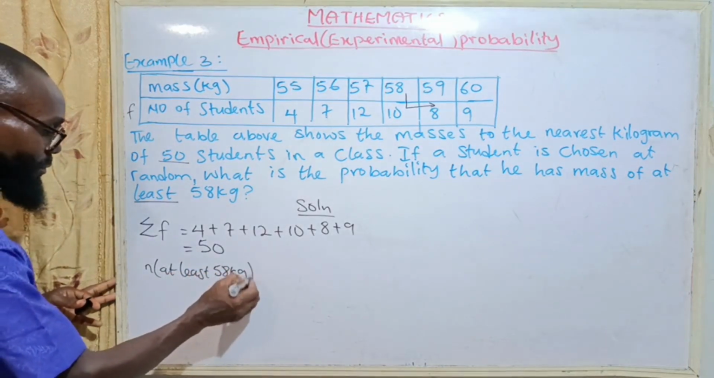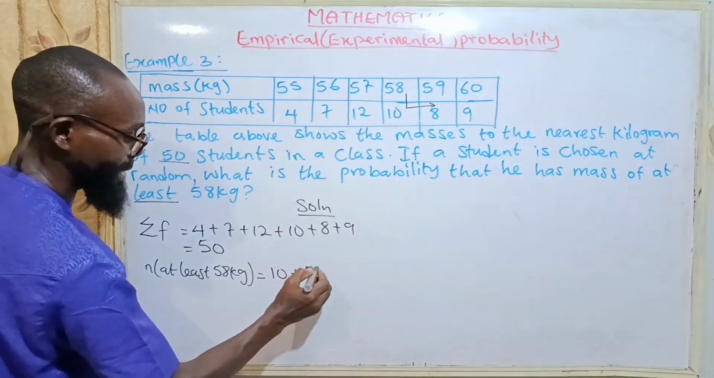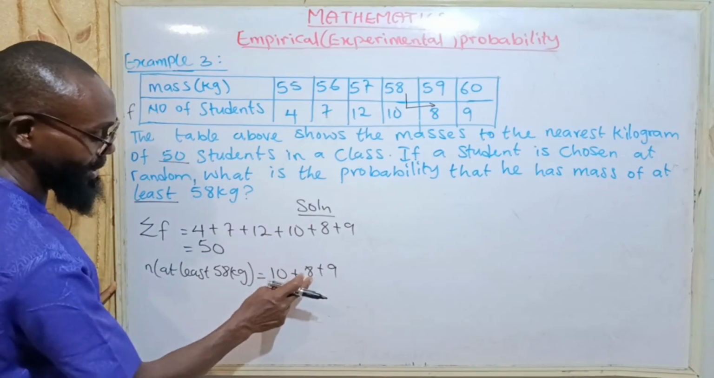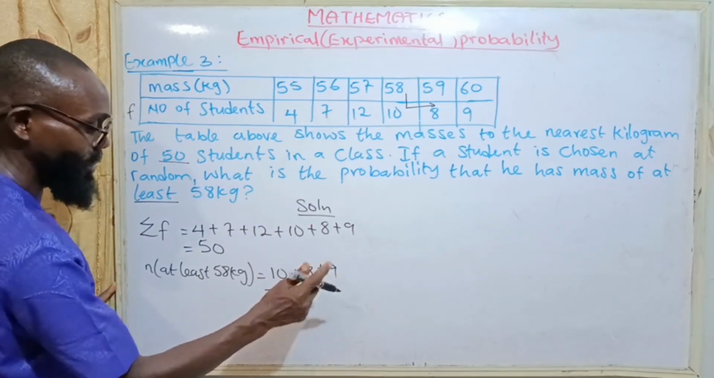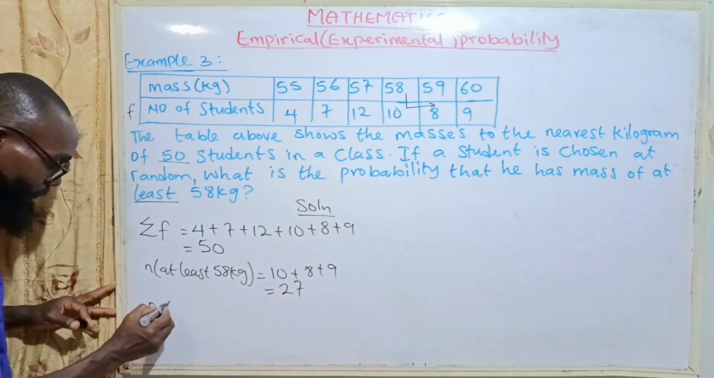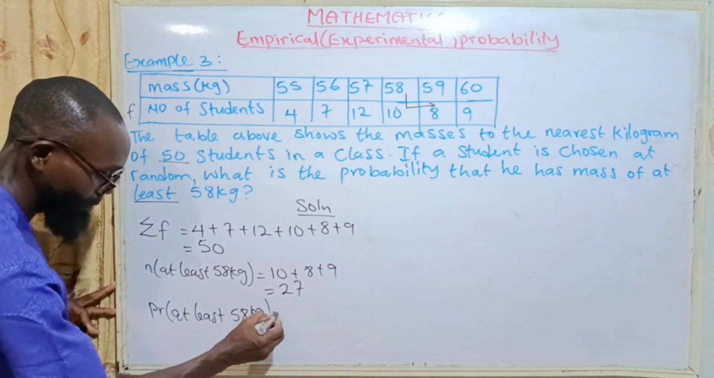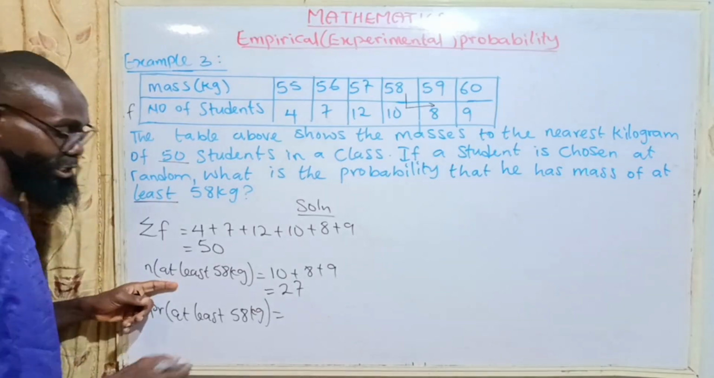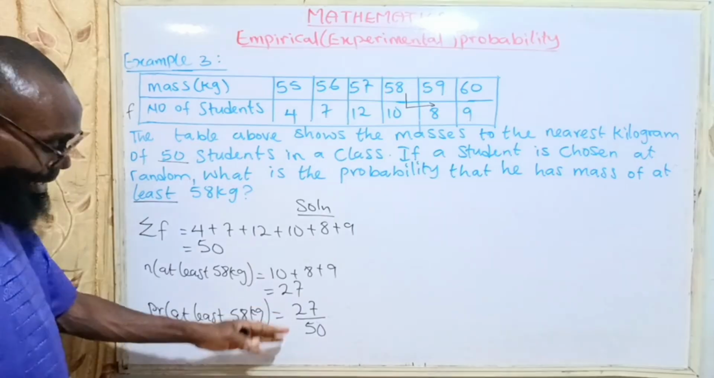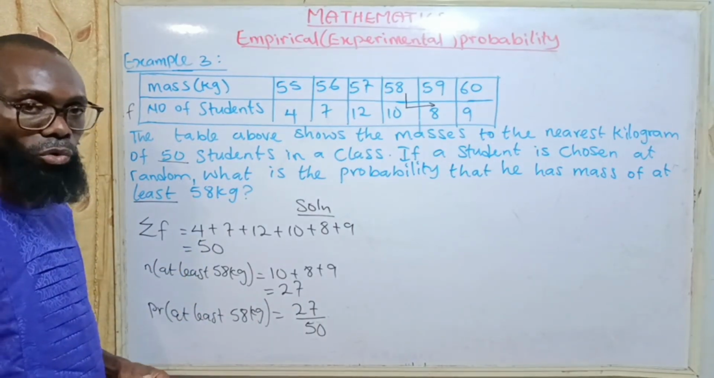Now, the number of at least 58 kilograms will now be this 58, 10 plus 8 plus 9, which gives what? This is 18 plus 9, we have 27. Now, the probability of at least 58 kilograms, with the number of at least 58 that is 27 that we got, over 50. Can anything go into 27 and 50? Nothing can go. So our probability here is 27 over 50.